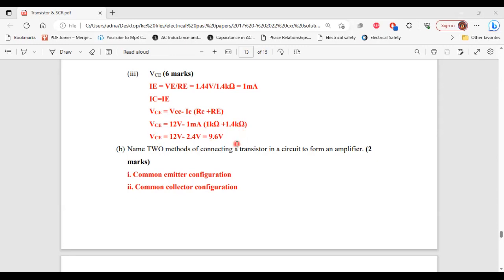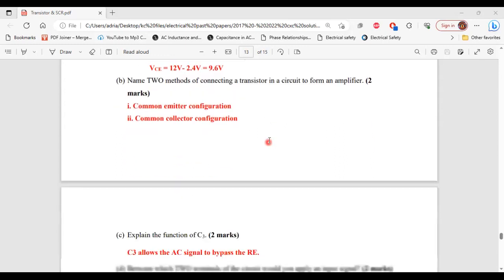So let's move on to part B. It says, name two methods of connecting a transistor in a circuit to form an amplifier. So the two methods are, one, common emitter configuration, two, common collector configuration. All right, so that's it for part B.